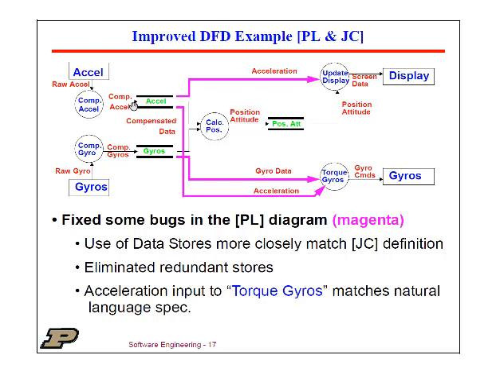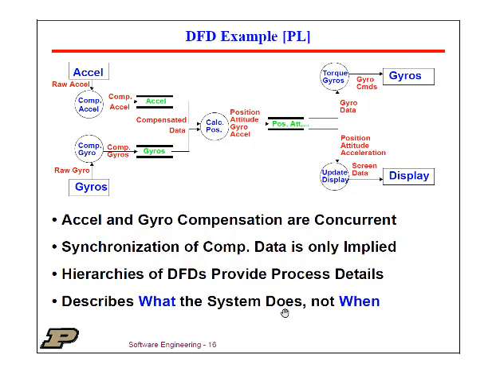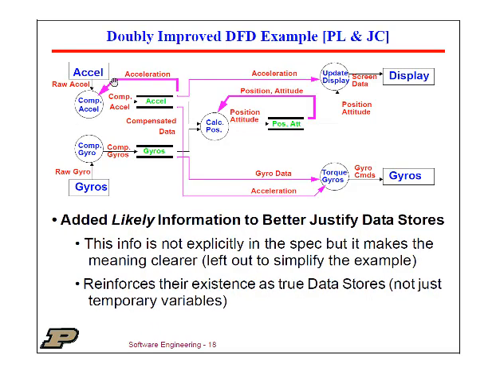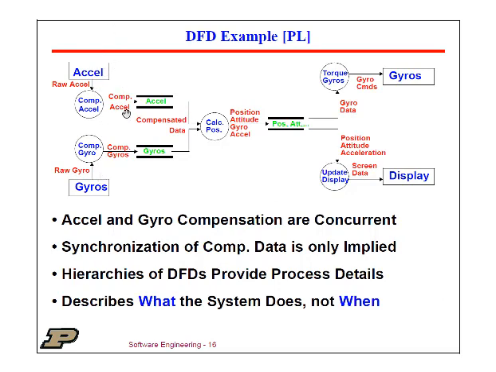It eliminates some redundant stores, and then the acceleration input to the torque gyros data transformation actually matches the natural language specification more closely, the way it's actually described in the LaPlante text. Again, this is the actual diagram LaPlante presents. This one is corrected to better match the natural specification, and with some additional hints from the Cooling text. Okay, so here you can see the differences. There are some subtle differences here.